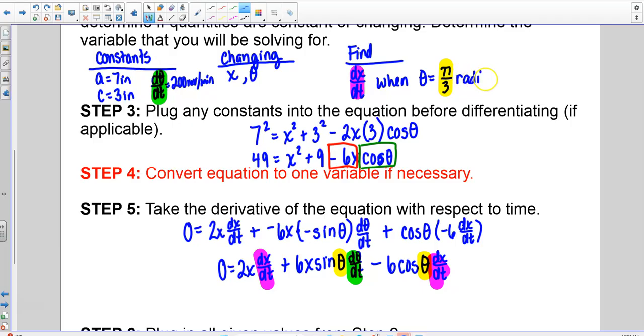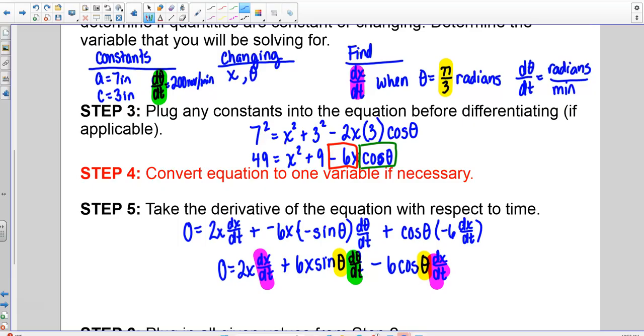Radians. So d theta/dt needs to be in radians per minute, I think is what we're looking at here. Did they give us d theta/dt in radians per minute? They gave us d theta/dt in revolutions per minute. This is not that hard of a switch, though. Okay, so 1 revolution is how many radians? We go all the way around. How many radians? 2 pi, right?